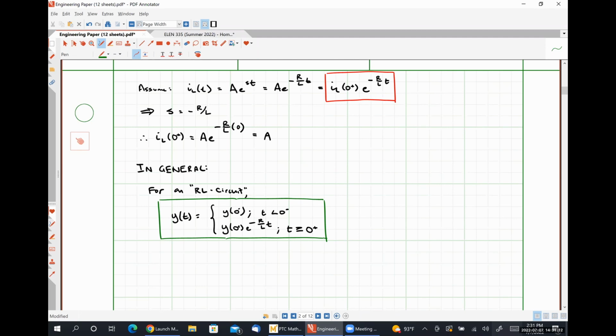Okay. So I'm scrolling down through my previous notes, and what I'm going to do here is we are going to work a simple example that proves that to be true.